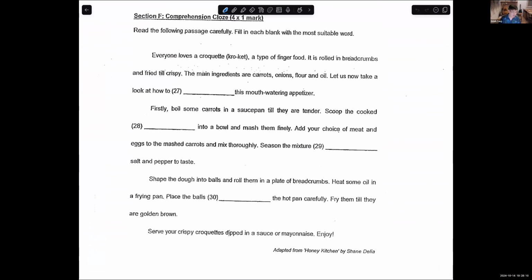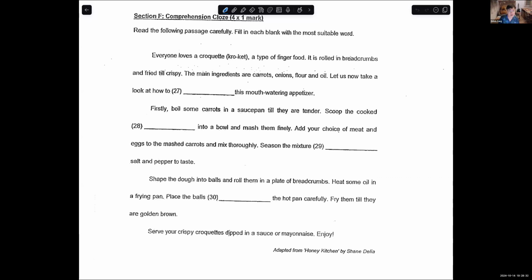Sorry, Andrea and Gautam, please lower your hands, right? Remember to always lower your hands if you don't answer the question, okay? All right, let's look at this. So let's read through the passage one time. Let's try to understand it a bit better before we start to read. Remember our technique, one reading without any answers. Everyone loves a croquette. It's a type of finger food.